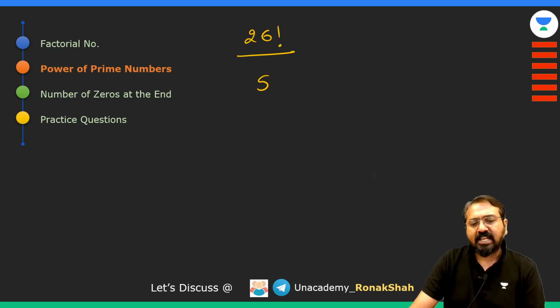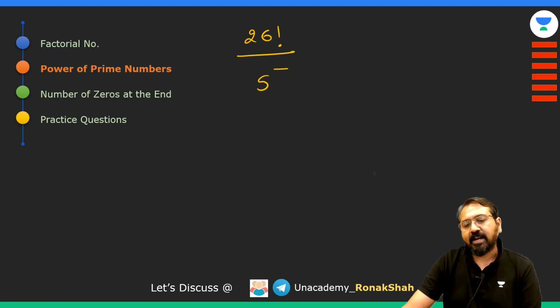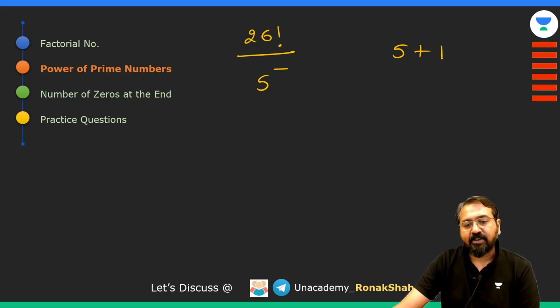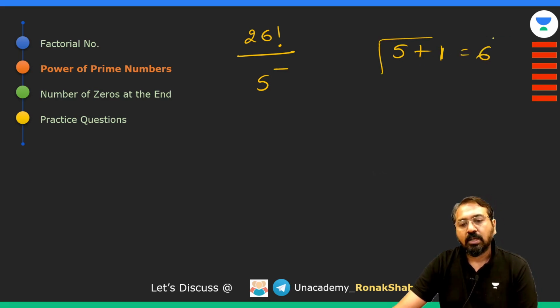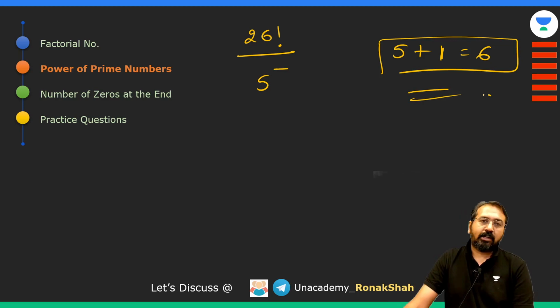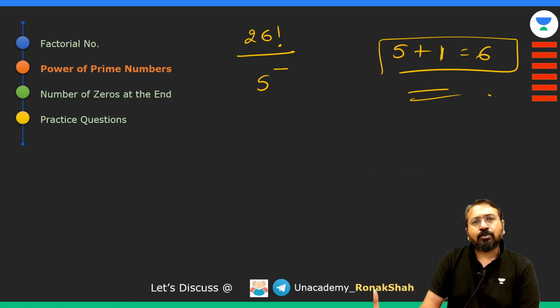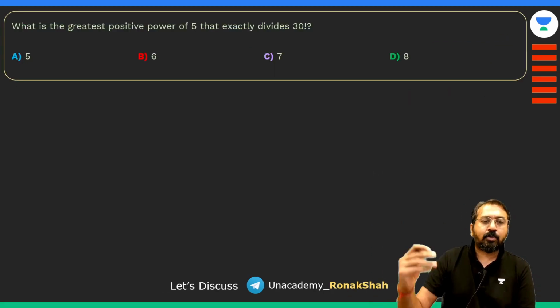So once again, it's very simple to find out. 26 divided by 5 is 5. 26 divided by 5 square, that is 25, 26 divided by 25, it's 1. So there will be 6 zeros in this particular factorial number. There will be 6 trailing zeros. Okay, so these are the kind of concepts that will be required to crack the SNAP exam. So let's look at some questions.